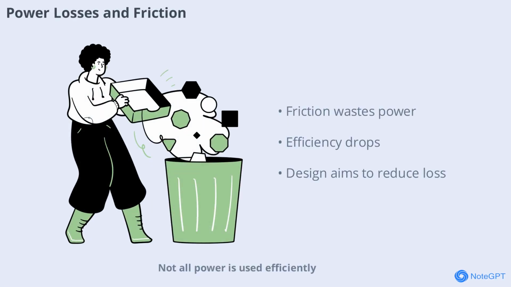Not all power is used efficiently. Friction and resistance cause power losses in machines and systems. Engineers work to minimize these losses, improving efficiency and saving energy. Understanding where power is lost helps us design better technology.